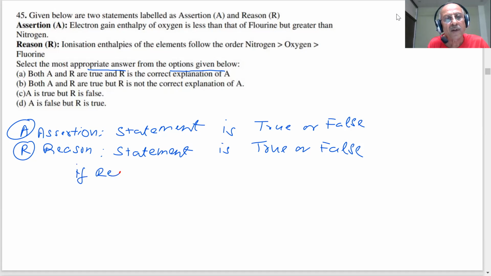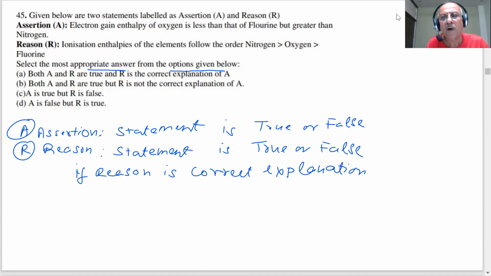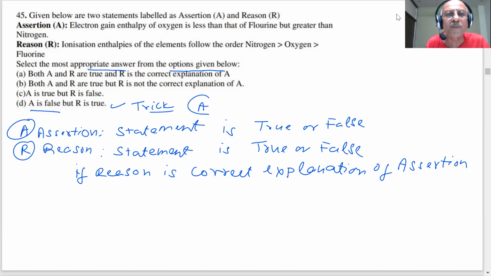If reason is a correct explanation of assertion, then the answer will be A. If it is not the correct explanation, answer is B. And if assertion is true but reason is false, C. If assertion is false, the final answer is D. This is the easiest trick. If assertion is false, student, then you have no other choice, but answer is D. This is how we are going to do the questions.